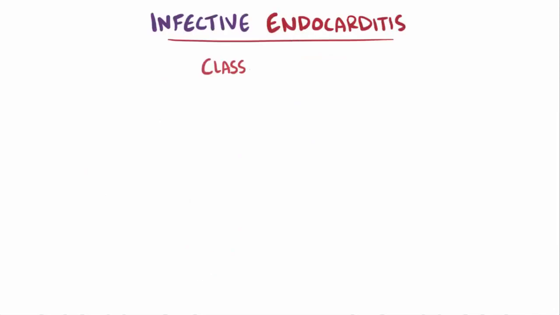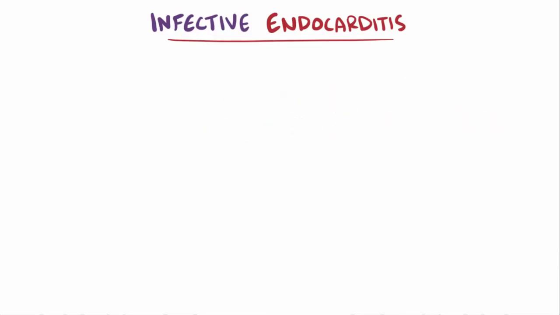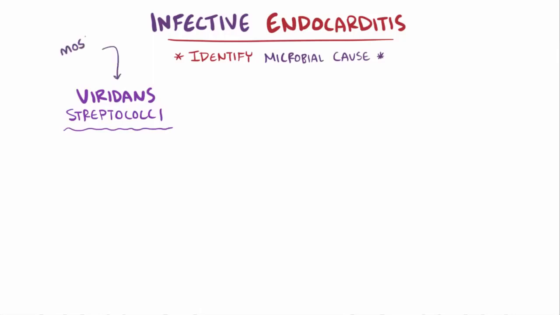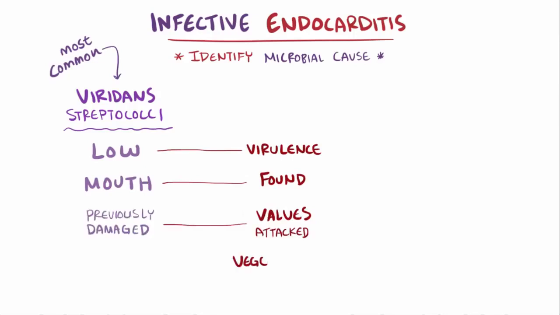Infective endocarditis used to be classified into groups like acute and subacute based on how quickly the infection developed. But nowadays the key is to identify the microbial cause of the infection and to treat it as effectively as possible. Viridans streptococci is the most common cause. Its virulence is low, it's found in the mouth, and they usually attack valves that have had some previous damage, usually resulting in small vegetations which don't destroy the valve.